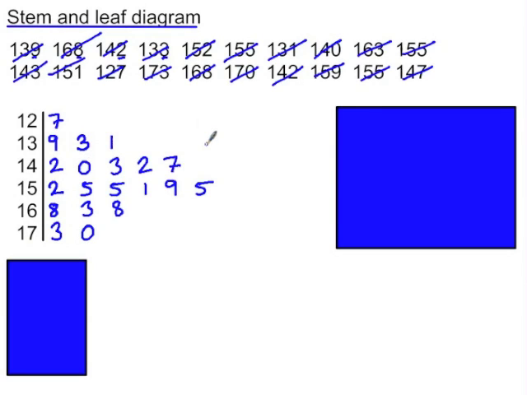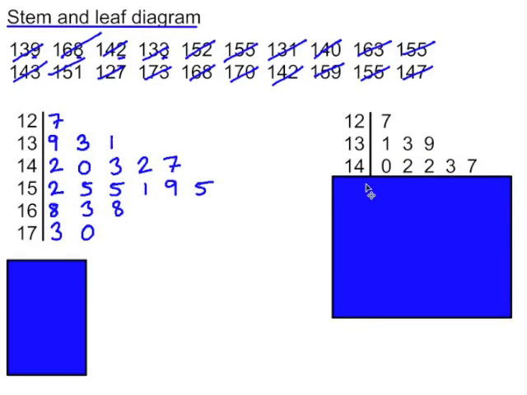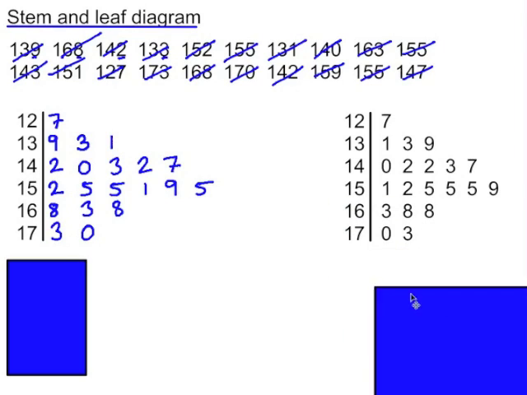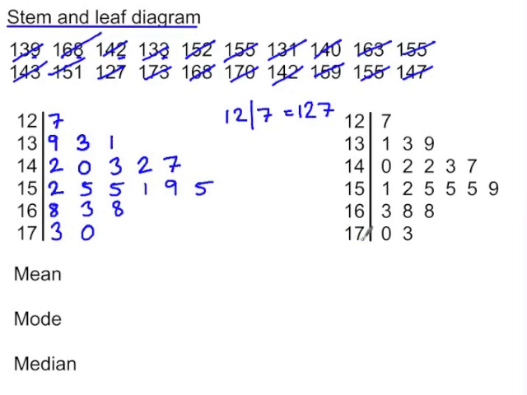It's not quite finished because in the final version of the stem and leaf diagram, each of the leaves is placed in numerical order. Instead of 931, it's 139, and each row of leaves is put into ascending order. There's one final bit of information we need, which is to add a key. Without it, this 127 could be 12.7 or 1.27, so we need to say that 12.7 equals 127.